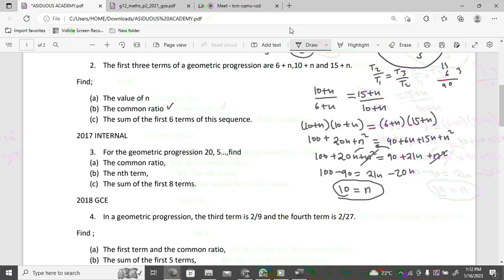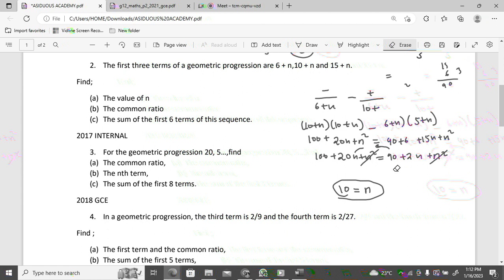So the next question is asking us to find the common ratio. To be able to find the common ratio, we need to find at least the first term and the second term. Okay, so on finding the value for n, does it make sense finding the value for n? Yes, it makes sense. All right.